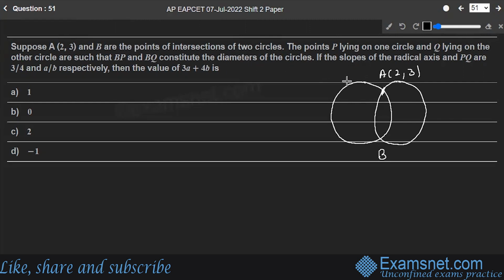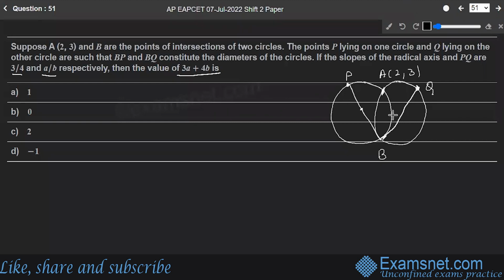The point P is lying on one circle, so here is a point P. And Q is lying on another circle, so here is point Q. Such that BP and BQ constitute the diameters of the circles. That means BP and BQ, they are the diameters of the circles. Next, it's saying the slopes of the radical axis and PQ are 3/4 and A by B respectively, then the value of 3A plus 4B is.